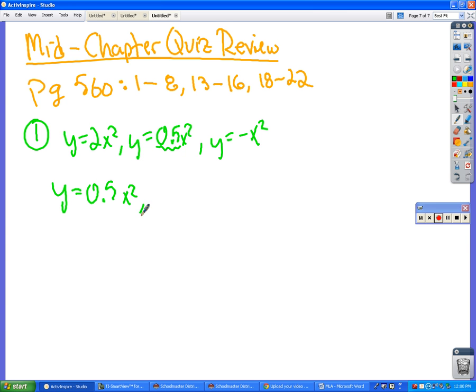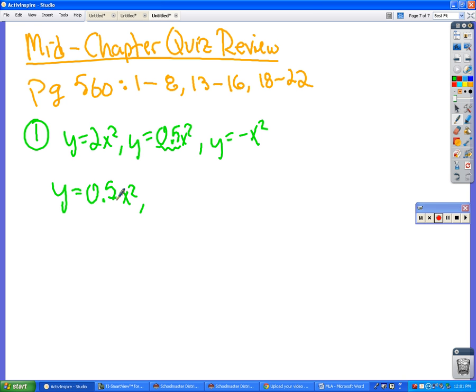Some of you are saying, wait, but -1 is smaller than 0.5, so wouldn't that be wider? But the negative doesn't affect the width of the parabola. What does the negative have an effect on? It's frowning, right, whether it's opening up or down. So you don't have to pay any attention to positive or negative when you're answering questions about the width of graphs of parabolas. So 0.5x squared would be the widest.